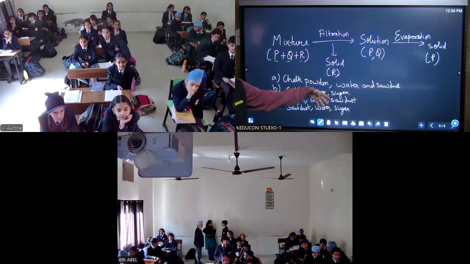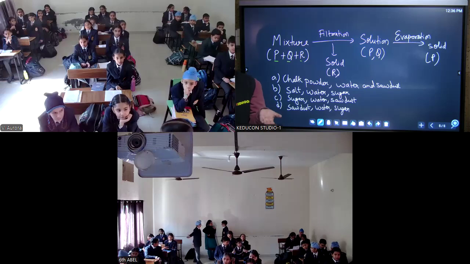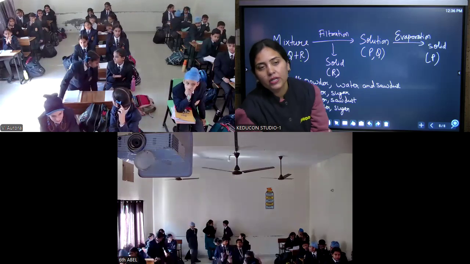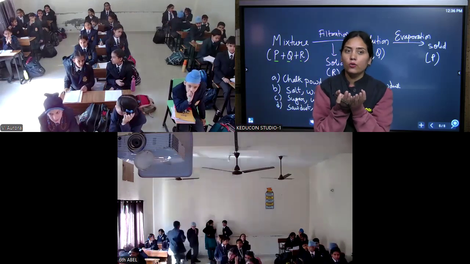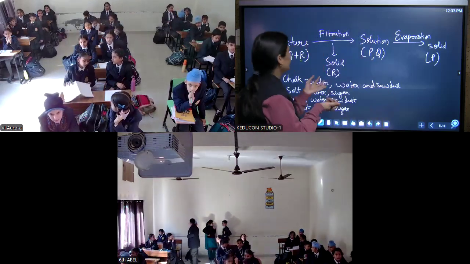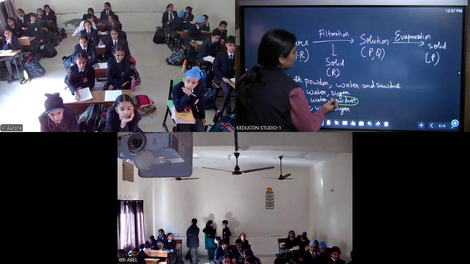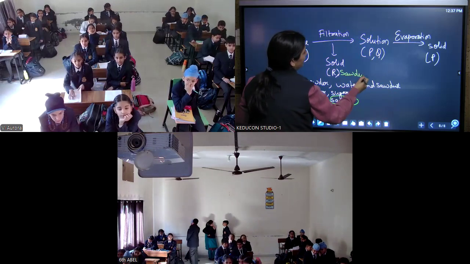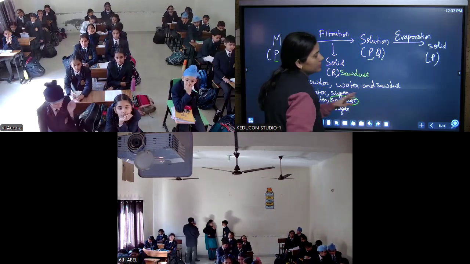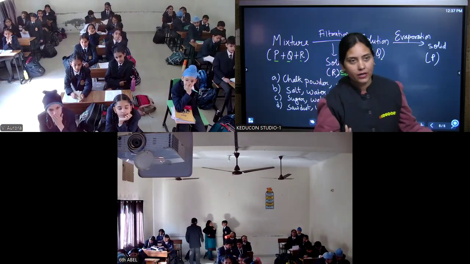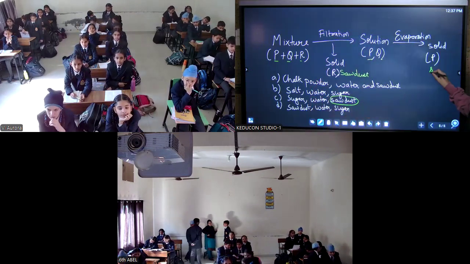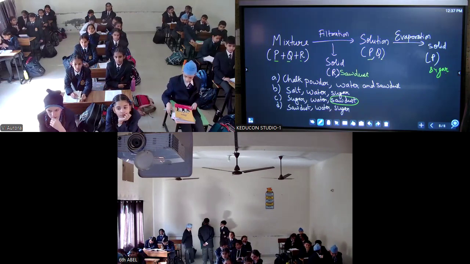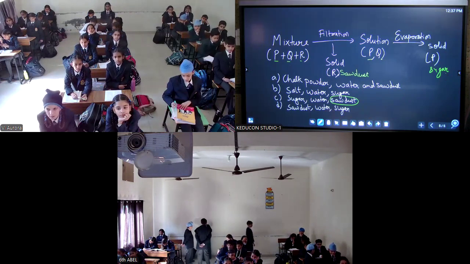We filtered it. What happens in filtration? The insoluble impurities remain on top. What are they? Solid. So the solid here is what? Sawdust. So it will remain here. Now we are left with water and sugar. When we evaporate the water, we are left with only sugar here. So it's sugar. And P is water. Is it clear to everyone?